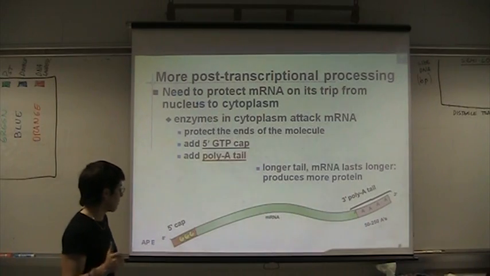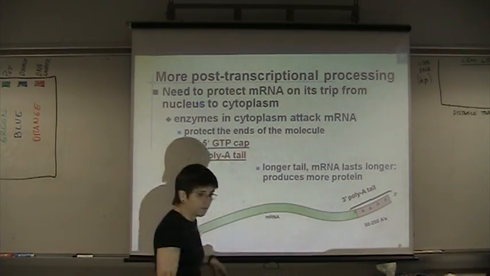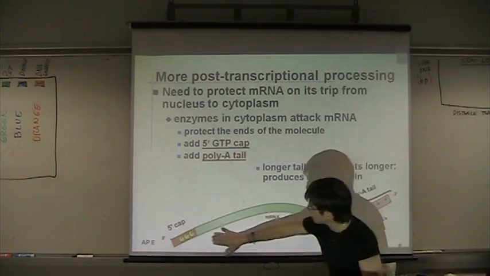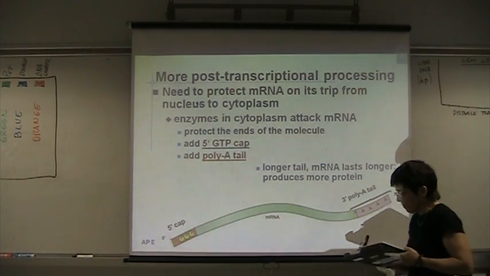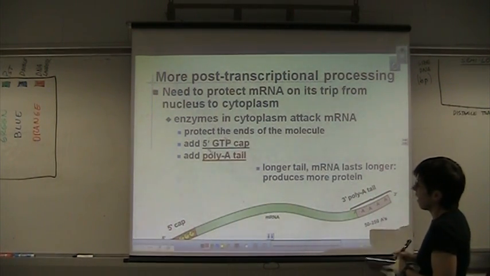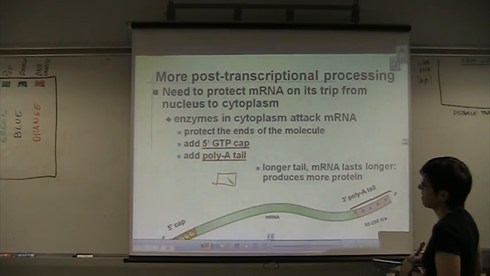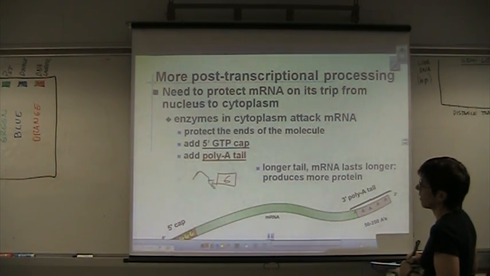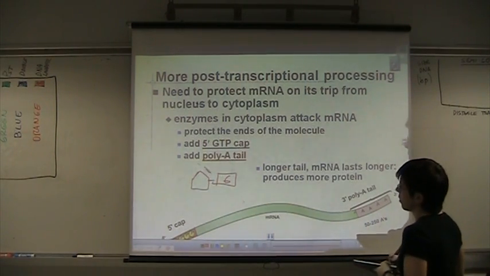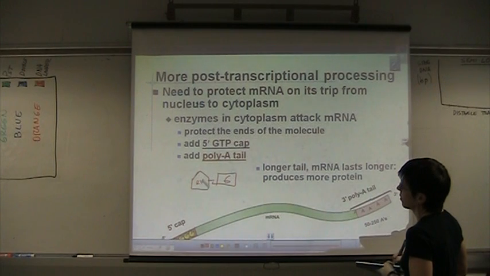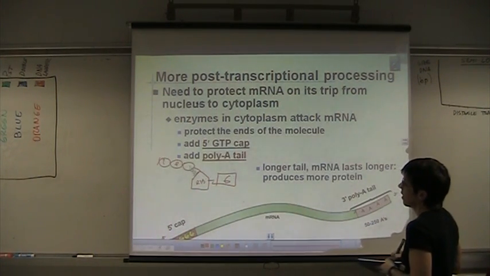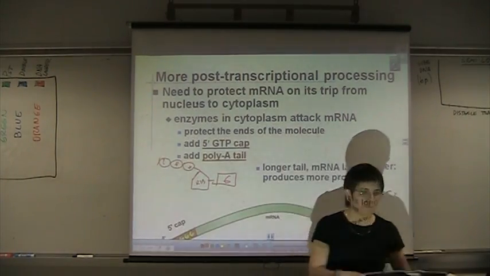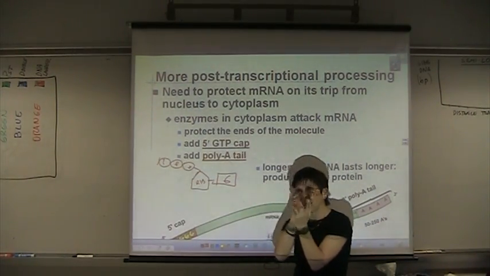The first thing that's going to happen, at the 5' end of the messenger RNA, you are going to attach what is called a GTP cap. GTP is basically guanine attached to a ribose, because we are doing RNA, that's ribose, the sugar, and the ribose is attached to 3 phosphates: guanine triphosphate. So this is what is attached here in the 5' cap.